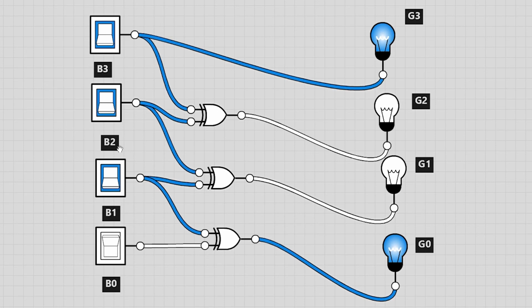When B3 is 1, B2 is 1, B1 is 1, B0 is 1, G3 will be 1, G2 will be 0, G1 will be 0, G0 will be 0. That's all.